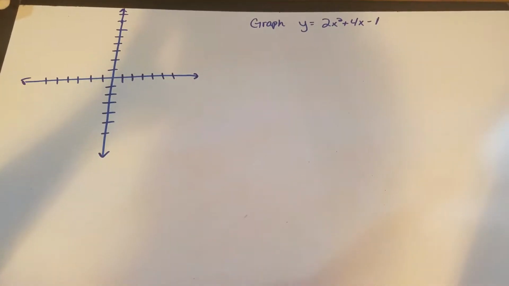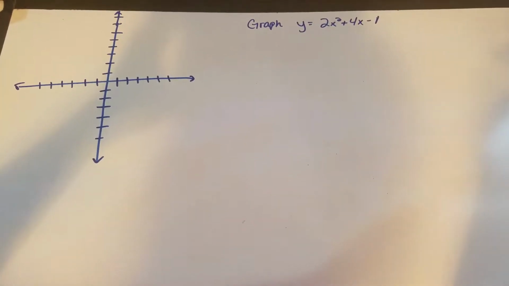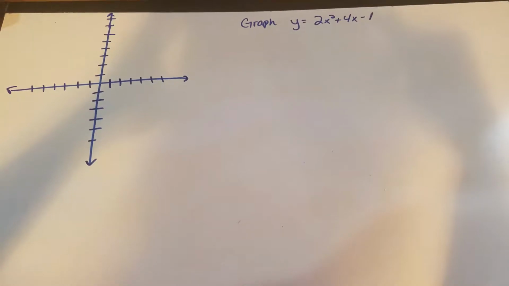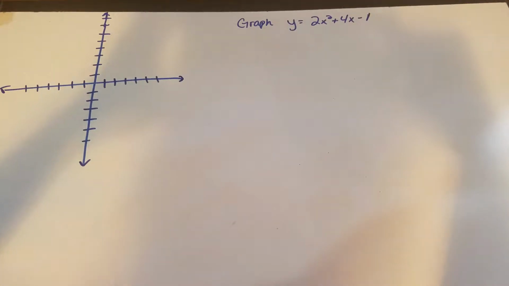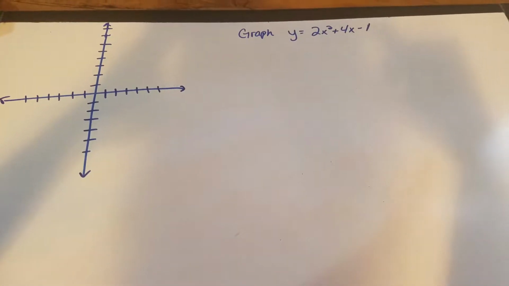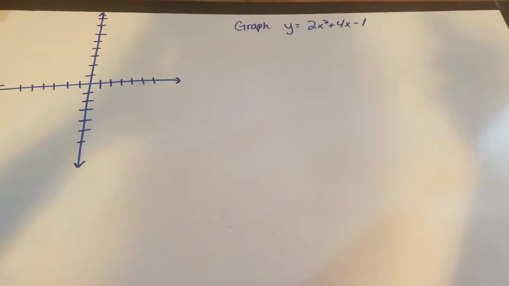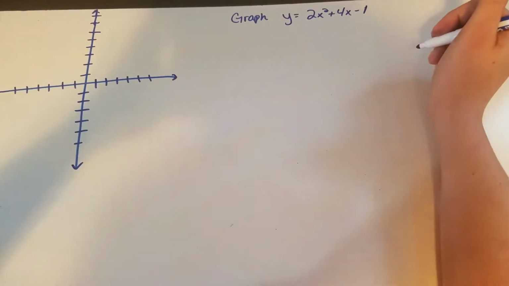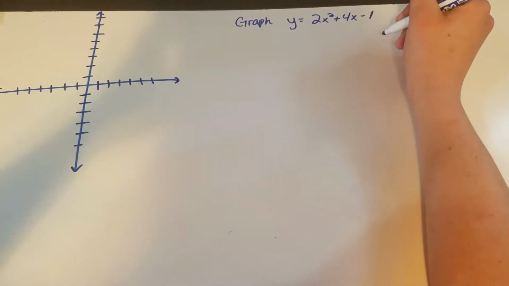A graph from standard form. So you can see we have y equals 2x squared plus 4x minus 1. And I have just a little xy plane over on the left. So the first thing we do when we're graphing from standard form is find our vertex.